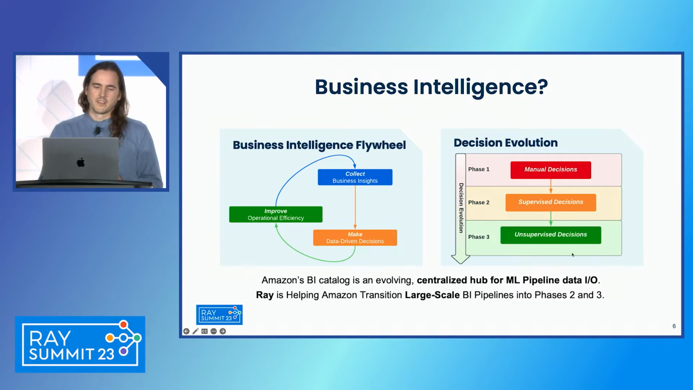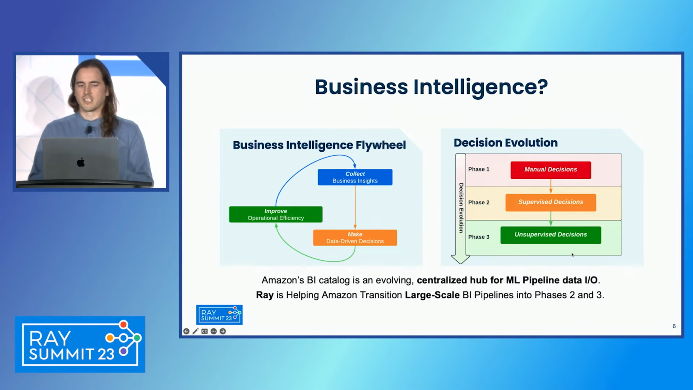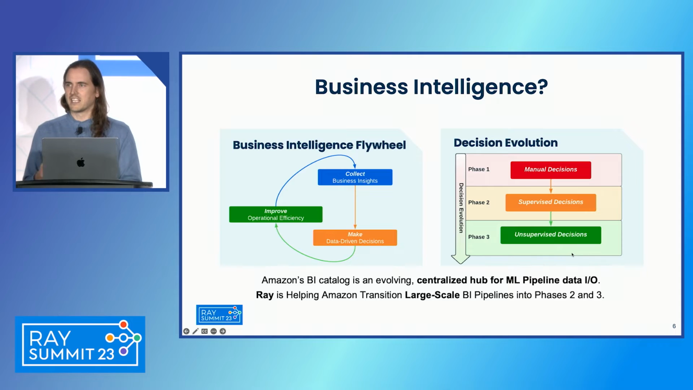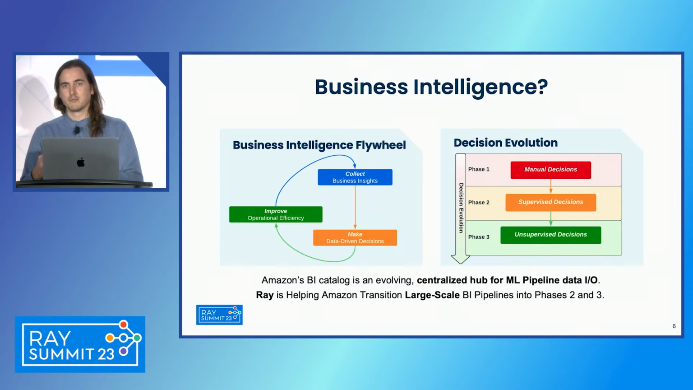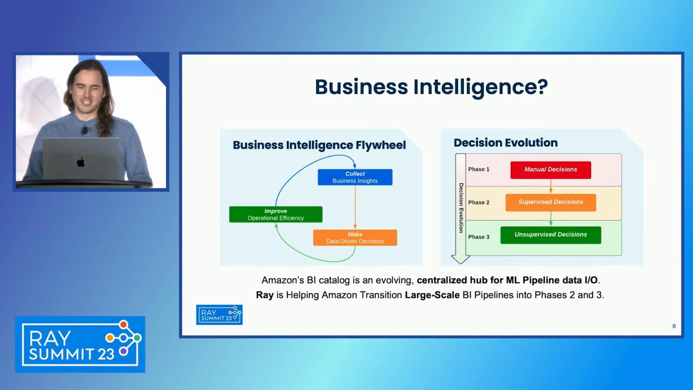And this flywheel basically focuses on collecting business insights, making data-driven decisions from those insights, improving operational efficiency, and then that leads to collecting even more business insights. And at a certain level, it gets kind of meta. We're collecting business intelligence insights about the business intelligence organization, right? And using those to improve our own efficiency as well.